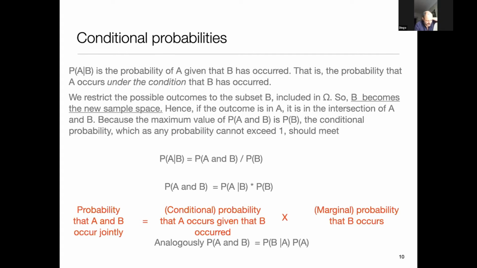You remember at the beginning yesterday, we mentioned joint probability, conditional probability, marginal probability. So this is coming back here, right? The P of A and B is the probability that A and B occur jointly. So that's the joint probability of A and B. And this can always be represented as the product of the conditional probability that A occurs given that B has occurred times the marginal probability that B occurs.